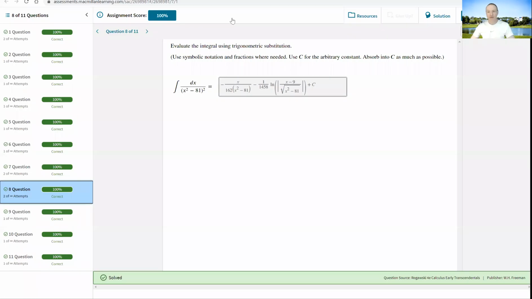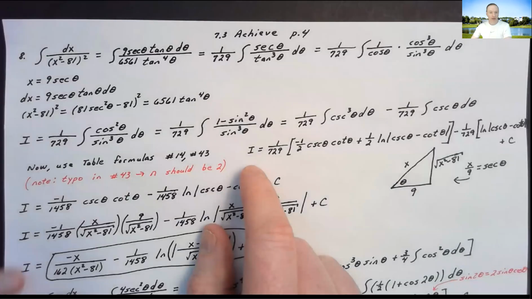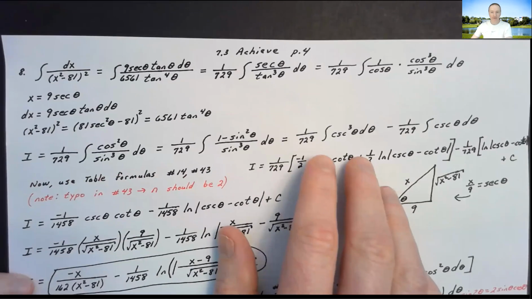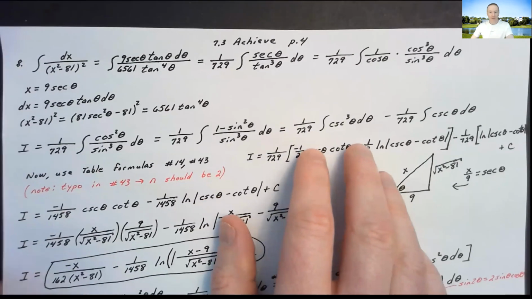Let's take a look together at the remaining problems here in the 7.3 Achieve assignment. These, for the most part, are a little bit longer than the first 7. Number 8 here is asking us to integrate the integral of 1 over (x squared minus 81) quantity squared with respect to x. Okay, so the work I use to support my efforts in that problem is as follows.